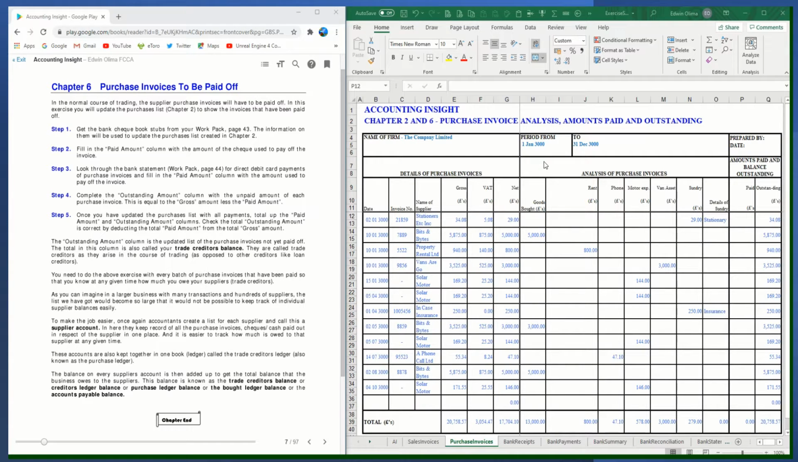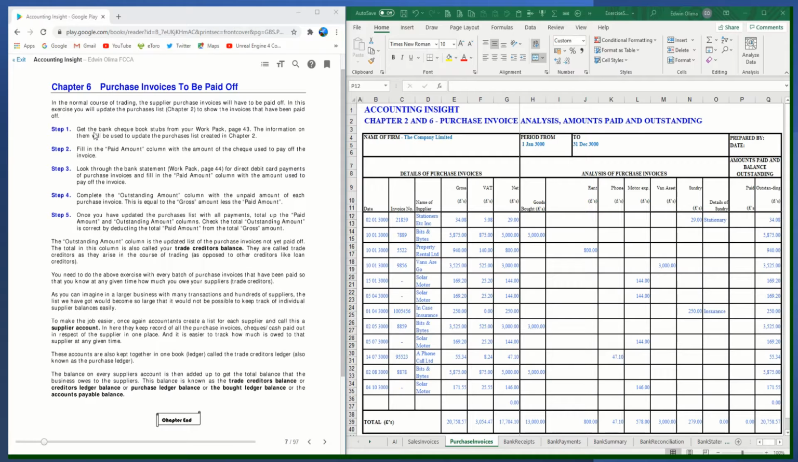So if you remember from Chapter 2, you compiled a list of purchase invoices for goods and services that you purchased from various businesses. So in this chapter, we are going to follow the following steps to update this list, and try to find out which suppliers have not yet been paid.